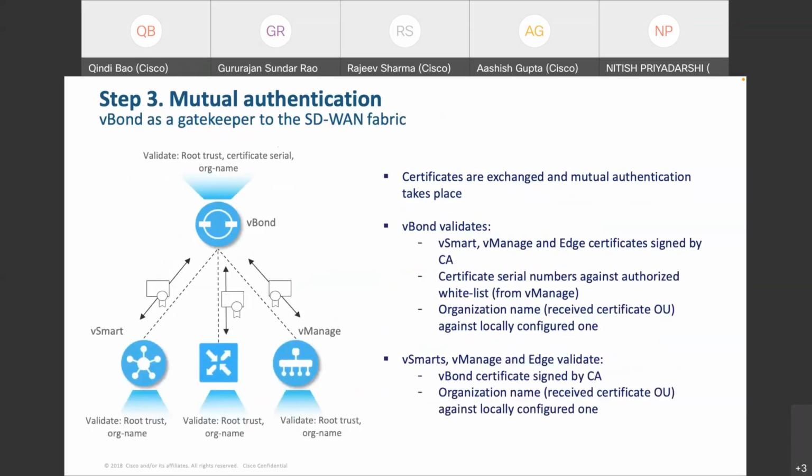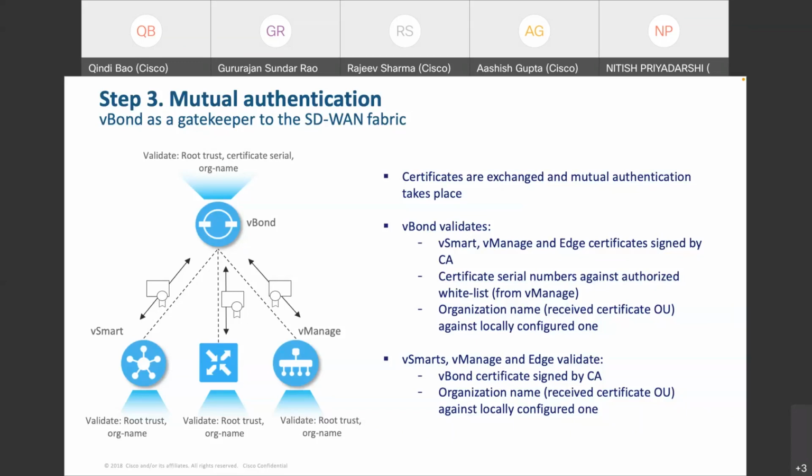So here comes step 3, which is very important for the mutual authentication. Most of these things were already covered in the previous session, so I'll just give a very brief recap. In order to authenticate with each other, certificates need to be exchanged, and then mutual authentication can take place. For vBond, it needs to validate vSmart, vManage, and WAN edge or CSR certificates signed by a CA. The CA can be Cisco CA, Symantec CA, or your enterprise CA.